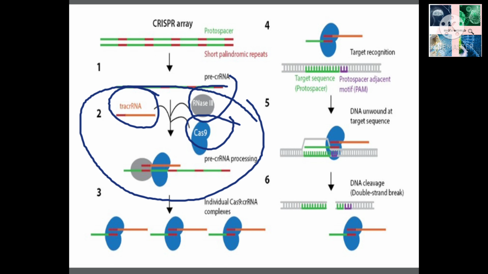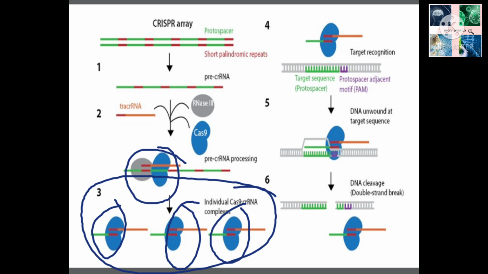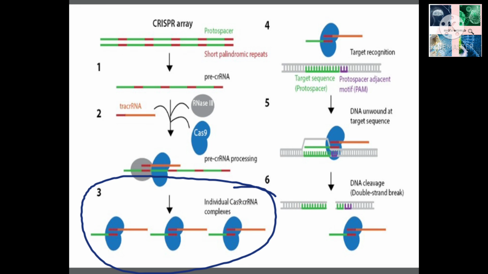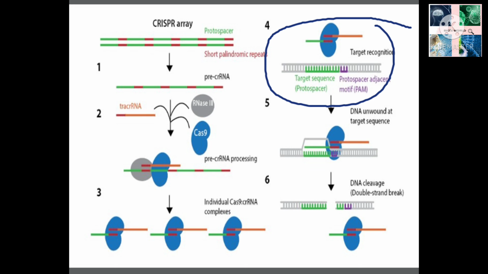individual CRISPR RNA. After that, the trans-activating CRISPR RNA and Cas9 nuclease form a complex with each individual, that is, unique CRISPR RNA. After that, each CRISPR RNA, trans-activating CRISPR RNA and Cas9 complex seeks out the DNA sequence which is complementary to the CRISPR RNA.